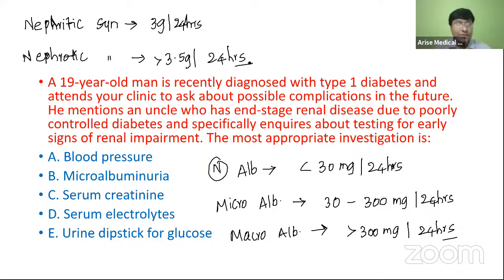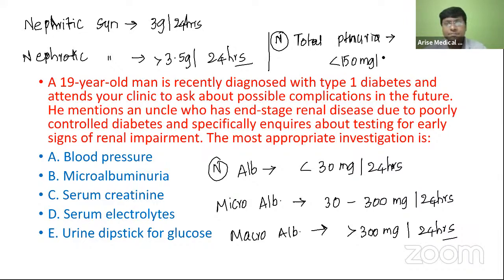And if the question is asked, what is the normal total proteinuria? Normal total proteinuria is less than 150 milligrams per 24 hours. Okay, so this is the story of your proteinuria. Normal albuminuria, normal total proteinuria. When do we call microalbuminuria? When do we call macro? What will be in nephritic range and what will be in nephrotic range? Now, what is that which will tell you early sign of renal impairment? Early sign of renal impairment will be microalbuminuria.